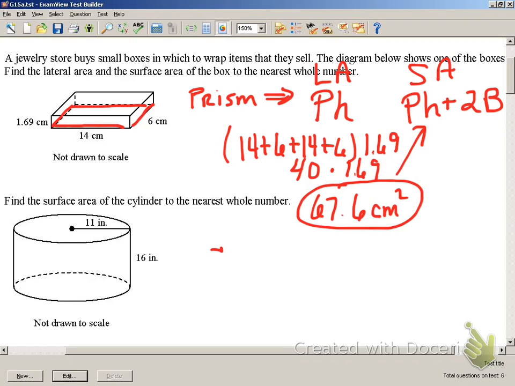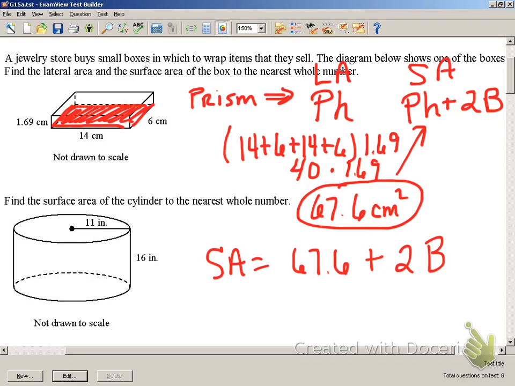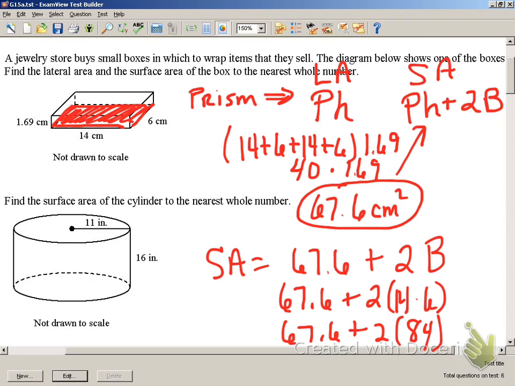So when solving for surface area, it's going to be 67.6 plus 2 times the area of the base. Area of the base is this part right here. So I have 67.6 plus 2 times 14 times 6, because that's a rectangle. 14 times 6 gives us 84. So I have 67.6 plus 2 times 84. And we could put all this in our calculator at once and then get an answer.